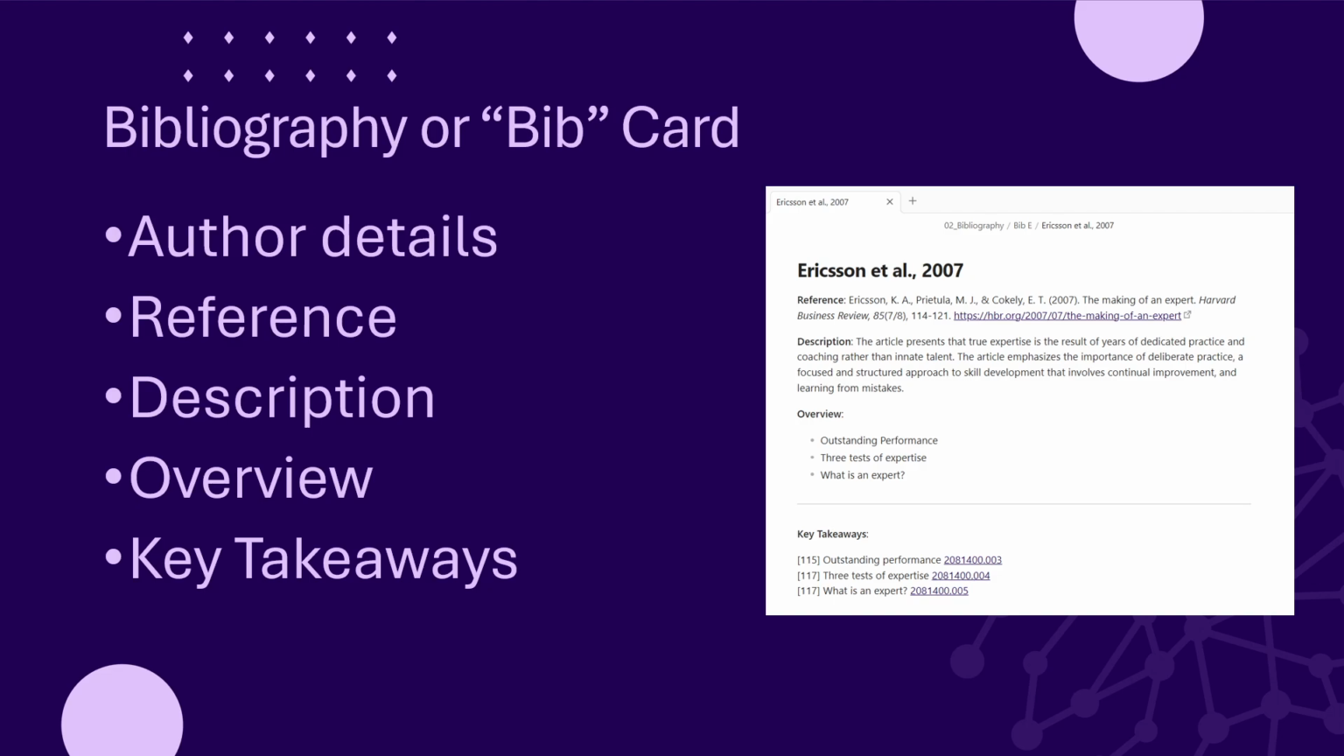The next card is the bibliography or bib card. This is the card that I consider to be foundational to everything within my zettelkasten. I have the author details, I have an in-text reference, and the complete reference for my bibliography. I have a description letting me know what it's talking about. I have an overview of some important key points, and then I have my key takeaways, which are the things that I ultimately turn into main cards or term, concept, and theory cards, so that my knowledge is built out in a way that's easy to use.